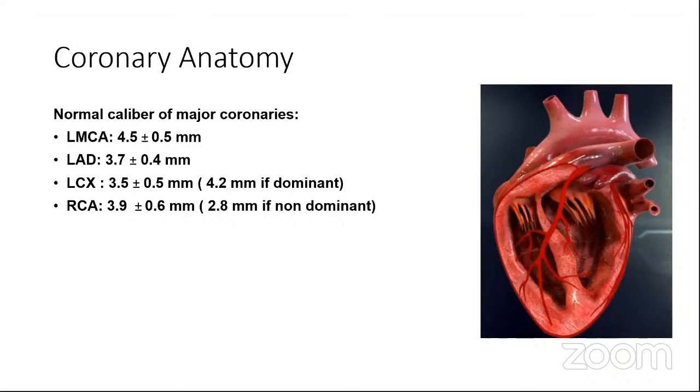Normal caliber of the major coronary arteries. The left main is usually 4.5 millimeters plus minus 0.5 millimeter. LAD 3.7 plus minus 0.4. The LCX, in case it is not the dominant artery, is 3.5 plus minus 0.5 millimeter. If it is dominant, it's 4.2 millimeters. RCA, if it is dominant, 3.9 millimeters plus minus 0.6 millimeters, 2.8 if it is not dominant.